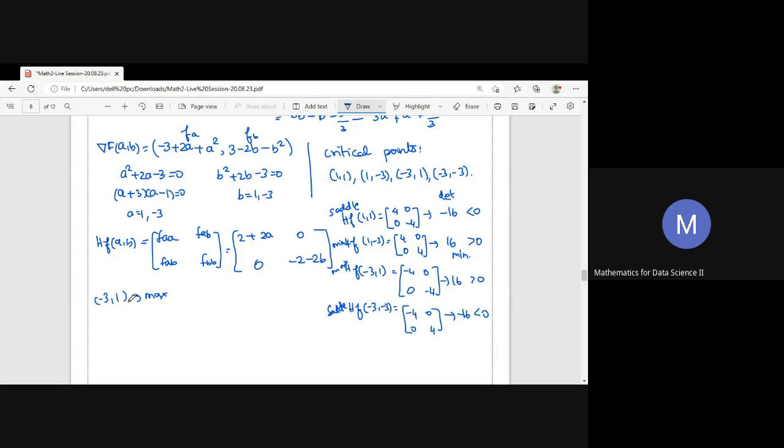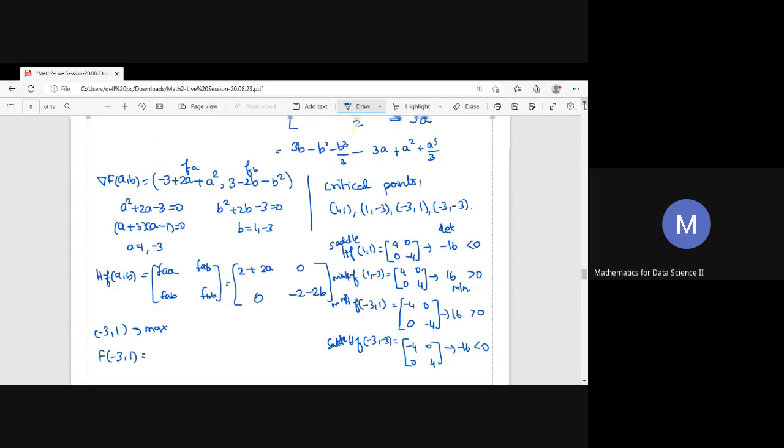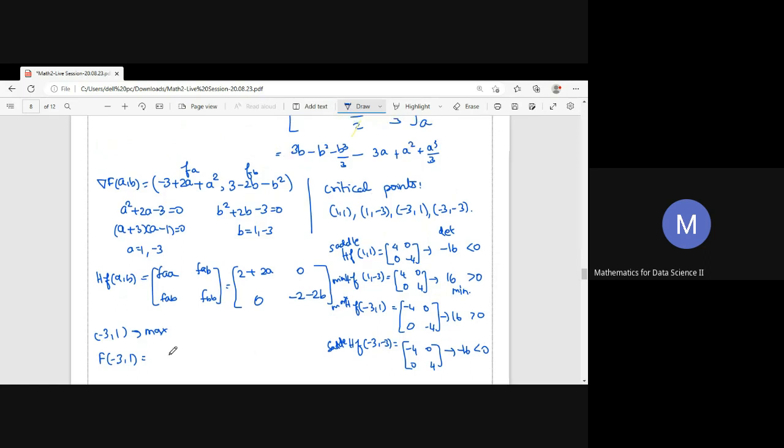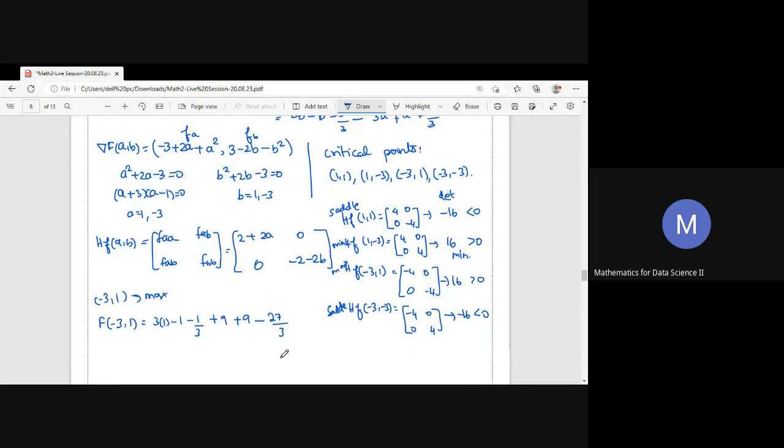Now you know that at minus 3 comma 1 you have the maximum value. So what is the maximum value? You have to substitute it here. If you substitute it here, what are you getting? 3 times 1 minus 1 minus 1 by 3, minus 3 into minus 3 is plus 9, plus again 9, plus or minus 27 by 3. Is it correct? Did I do the calculations correctly?